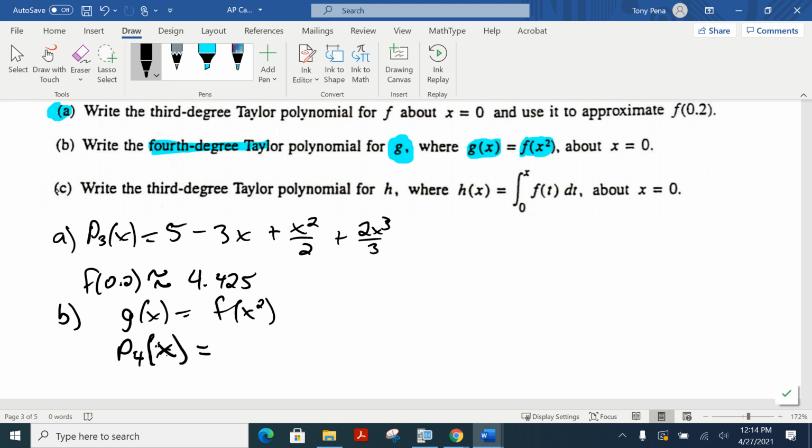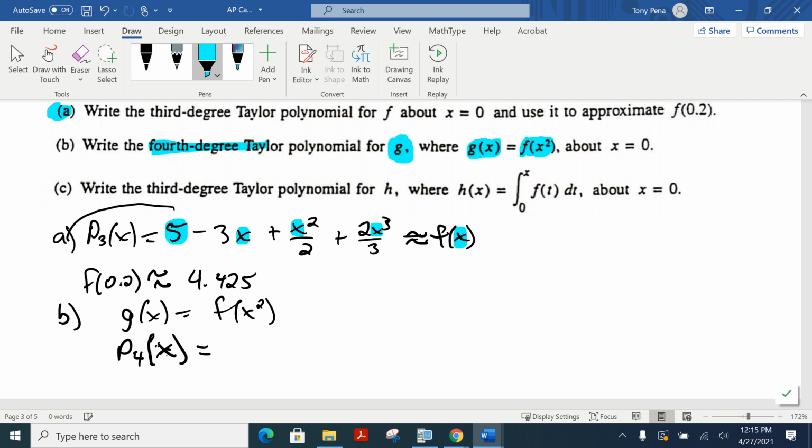If we go back up to part A, this is f. This is an approximation, so let me write this as an approximation for f. That's what we did in part A. So if that is f, and we now want to write this as a composite of x squared, all that really means is if this is f of x, then everywhere I have an x, we're going to replace that x with a new composite of x squared.